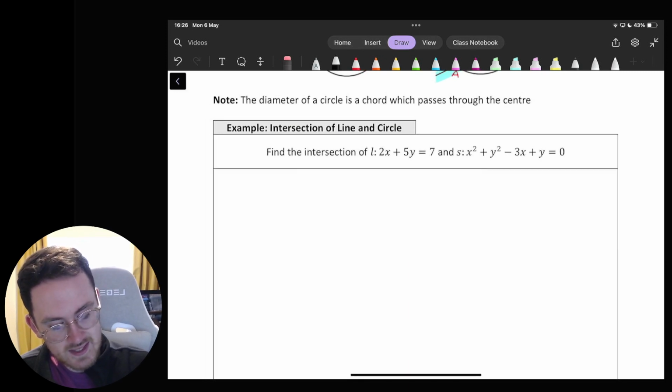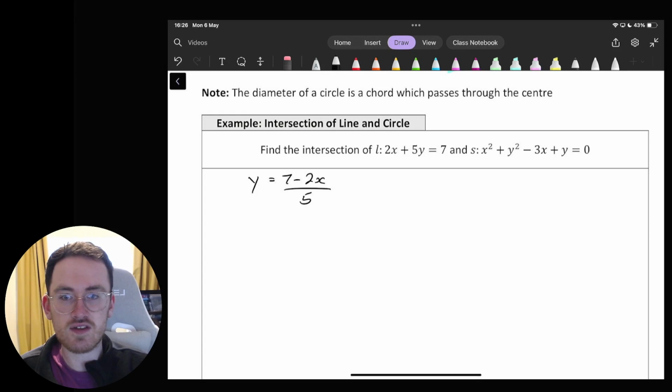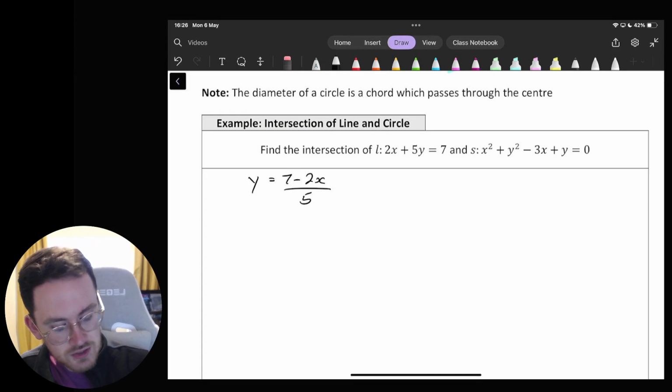Looking at where they intersect, we're going to take our equation of the line and rewrite it in terms of y. So I'm going to rewrite it as y equals (7 minus 2x) over 5. The reason I want to do that is I'm going to sub that into my equation of the circle. Anywhere that I have y, I'm going to replace it with (7 minus 2x) over 5.